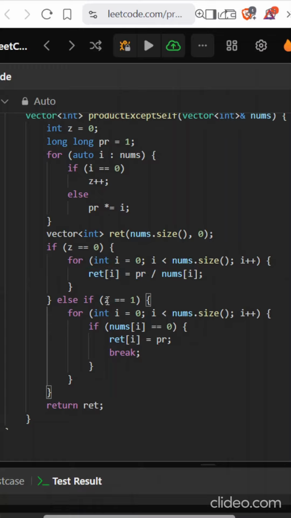Otherwise, if the zeros count is 1, as we see, the only element where nums of i is 0, there the entire product will be my ret of i, and others will be 0. And finally, we'll return ret as our answer.